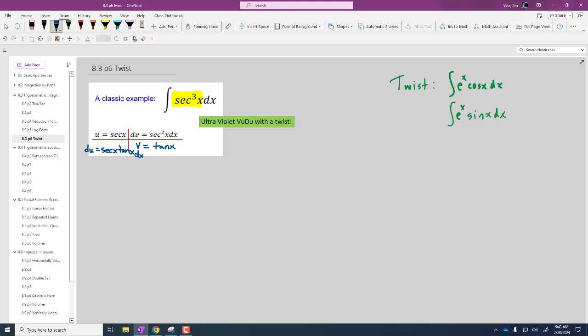All right, let's see what happens. Now I'm giving you a heads up that this is with a twist. So whenever we're doing the twist, we need to use some sort of letter, usually a Greek letter, or it doesn't matter, you could use a capital I, whatever. You need some sort of letter to represent the original integral because we're going to be doing some algebra in the long run.